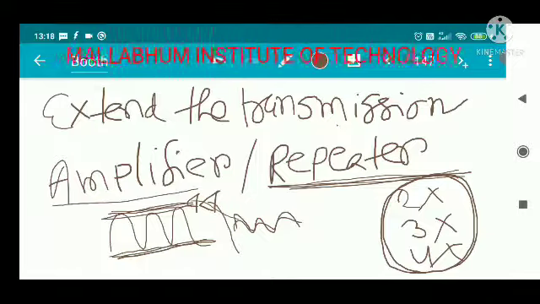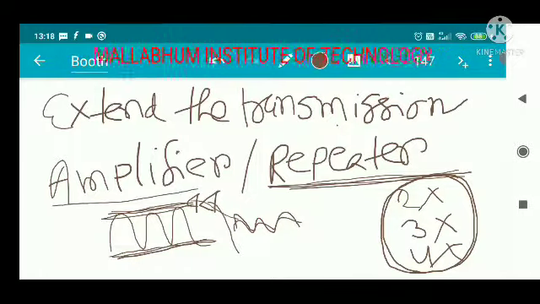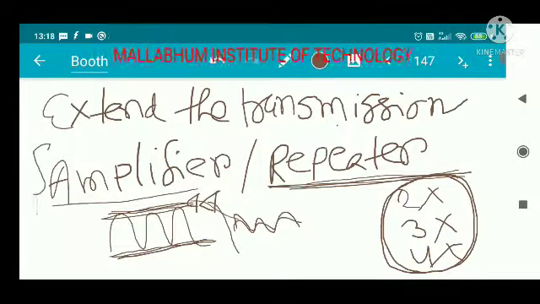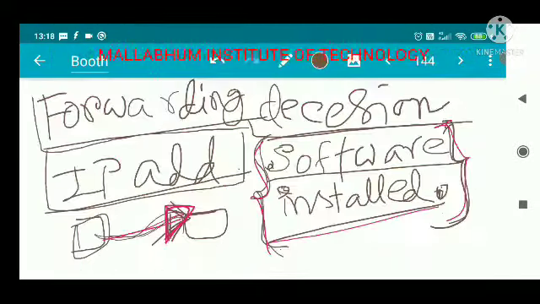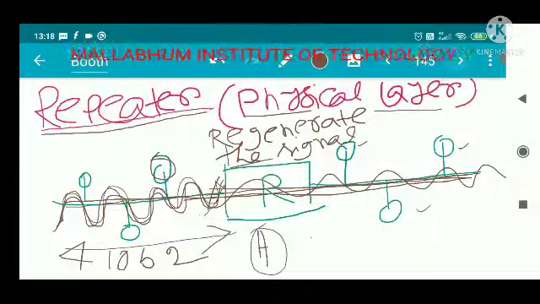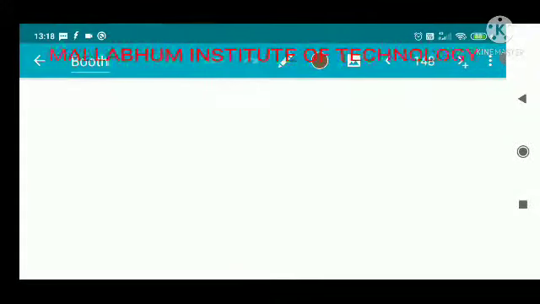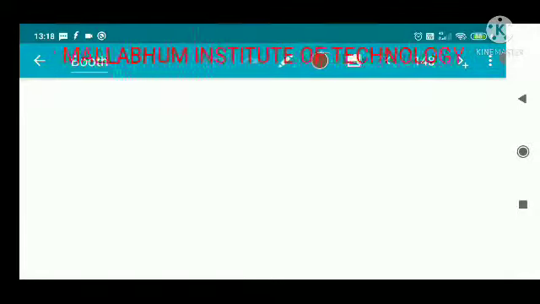Okay, so there is a fine difference between the repeater and the amplifier. There is a very fine difference. You must study thoroughly the difference between them. I have already said that. Okay, so now coming back to the characteristics of the repeater, what are the characteristics of the repeater?